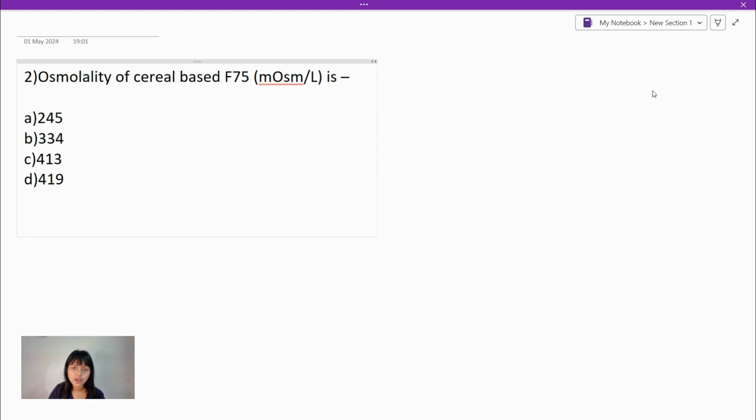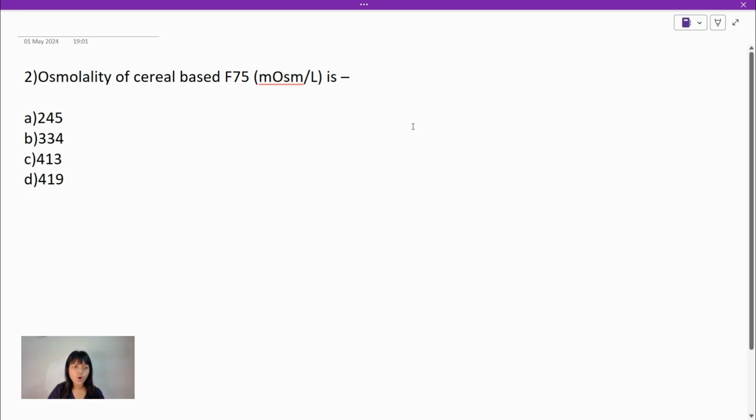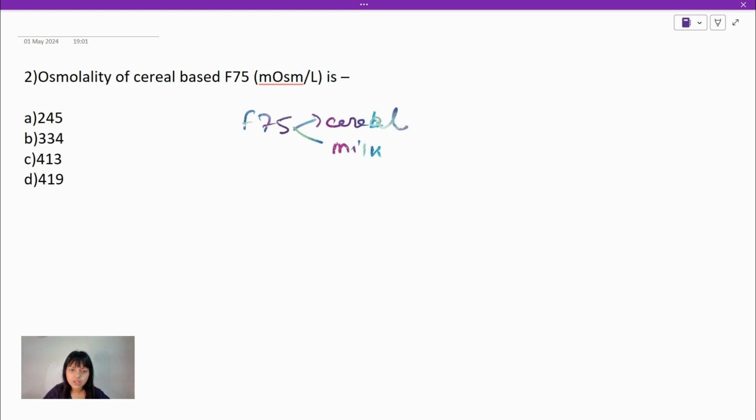So this is, as you can see, what is the osmolarity of cereal based F75? Okay, so if you have done my SAM class, rather severe acute malnutrition, I have told you in details regarding F75. Okay, when it is used, how to use. Okay, so F75 are basically of two types. One is cereal based and the other one is milk based. Okay, so the osmolarity of cereal based is obviously expected to be lower than that of milk based. So this is 334 and that of milk based is 413.